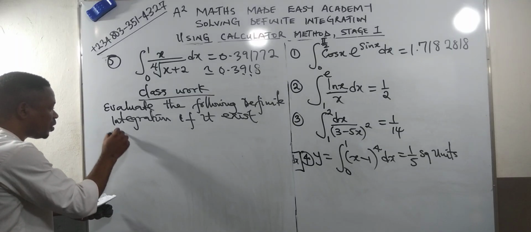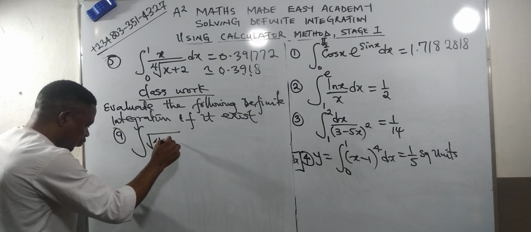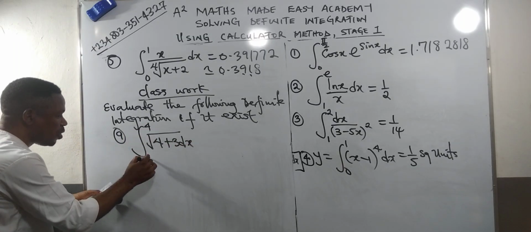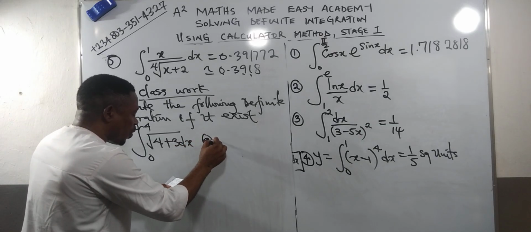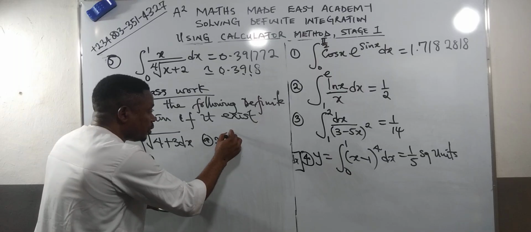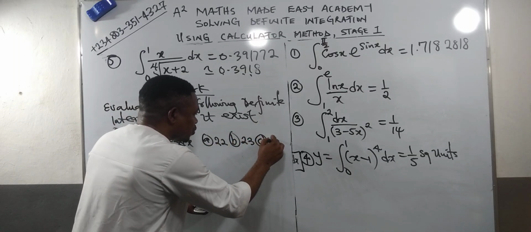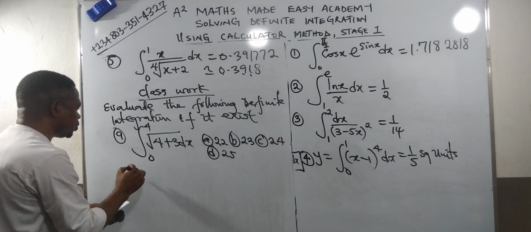What is the first question? A, integral of square root of 4 plus 3x dx, bounded by upper limit 4, lower limit 0. What are the options? Option A says 22. Option B says 23. Option C says 24. And option D says 25. I want you to try this.